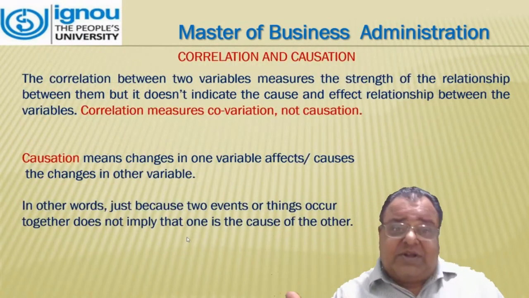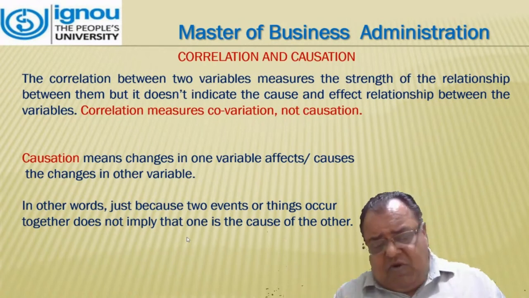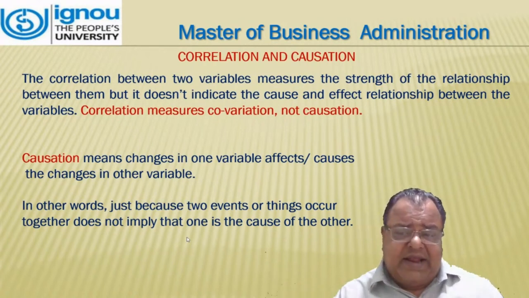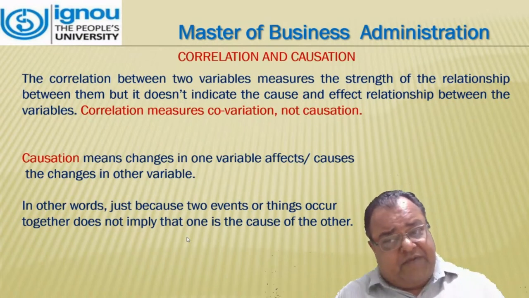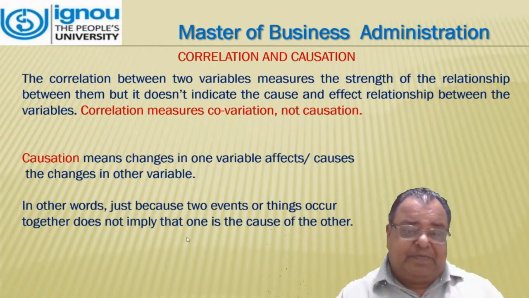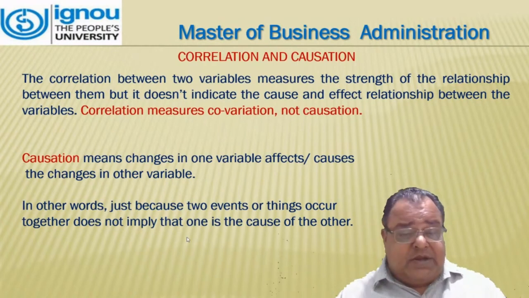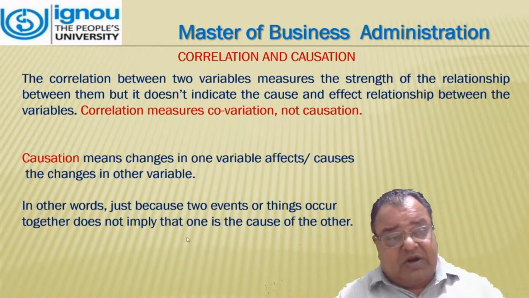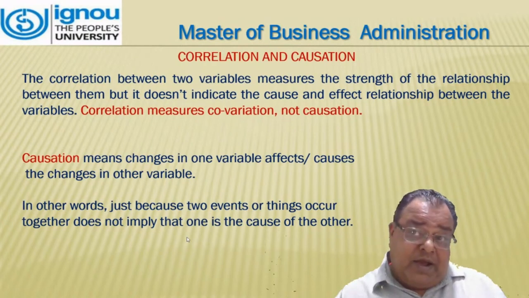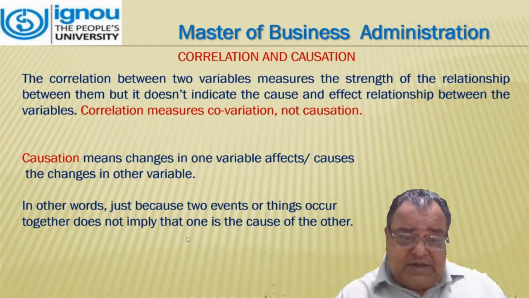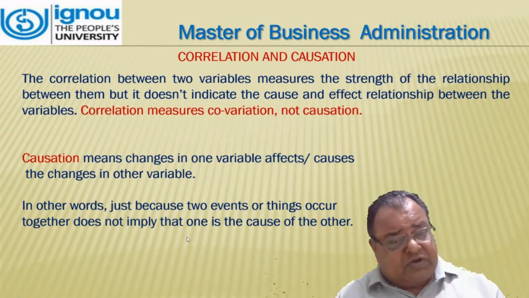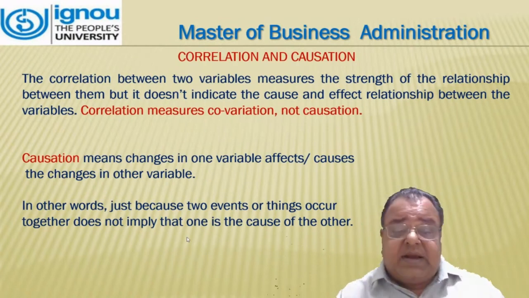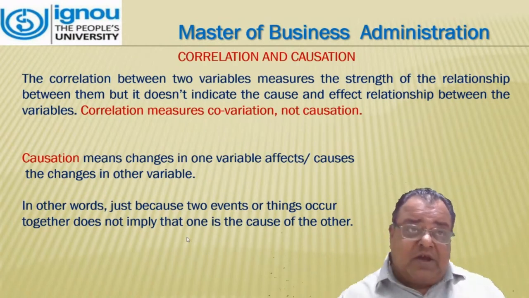What about causation in correlation? The correlation between two variables measures the strength of the relationship between them, but it does not indicate the cause and effect relationship between the variables. Correlation measures covariation, not causation. Then what is meant by causation? Causation means that changes in one variable affect or cause the change in the other variable. In other words, just because two events or two things occur together does not imply that one is the cause of the other.